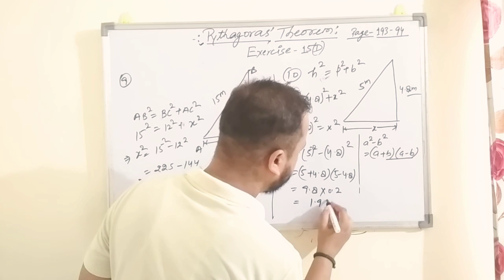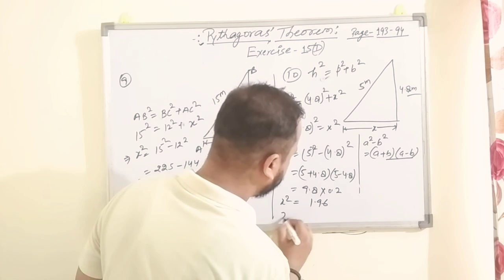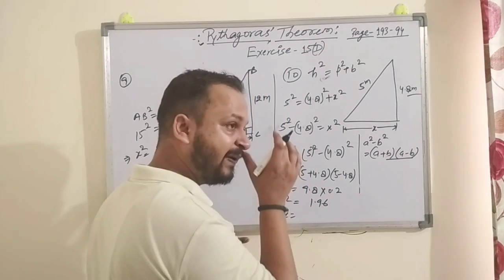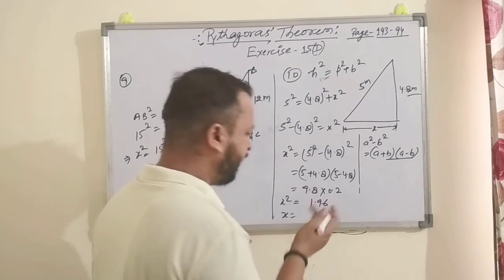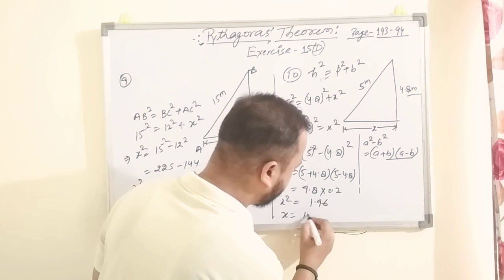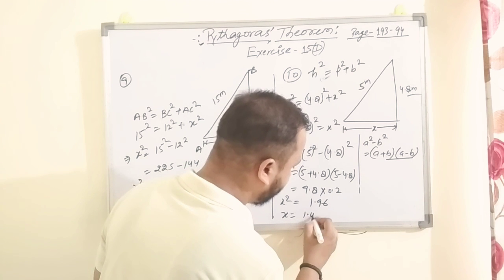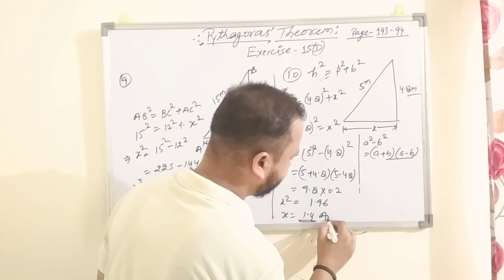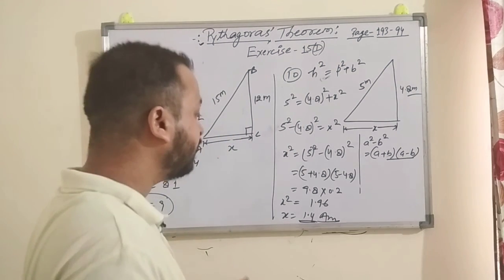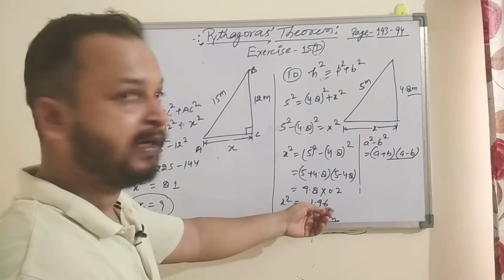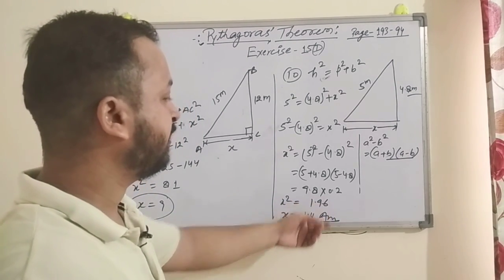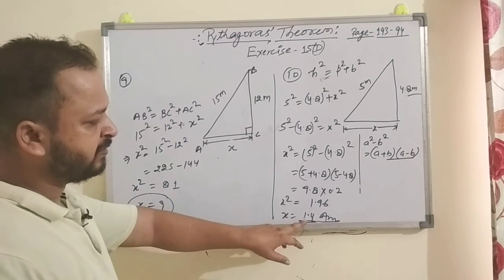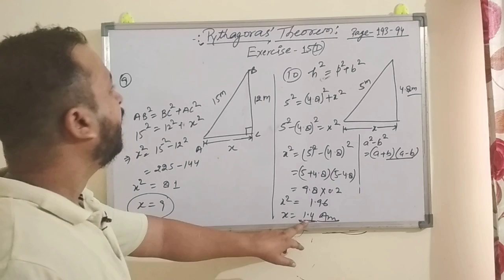So x square is 1.96. So x is the square root of 1.96. 196 is the square of 14, so if we take the square root of 1.96, we will get the value 1.4. Just find the square root of 196 by the long division method we have discussed earlier. This way you can find the value as 1.4, right?